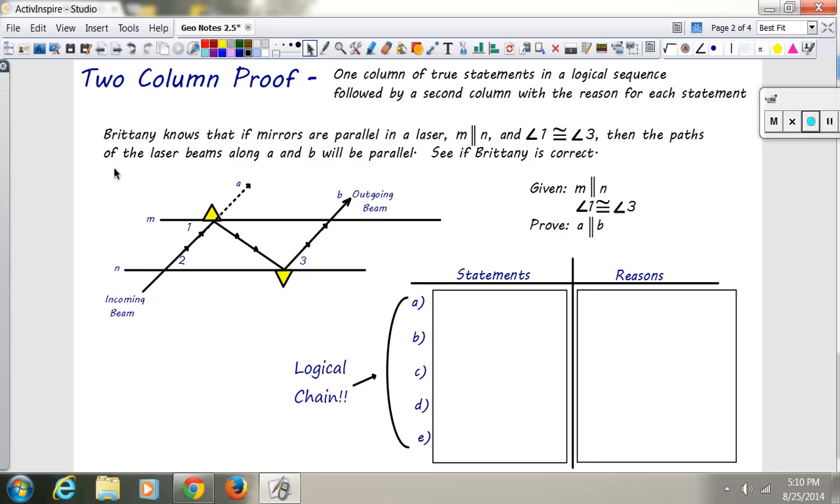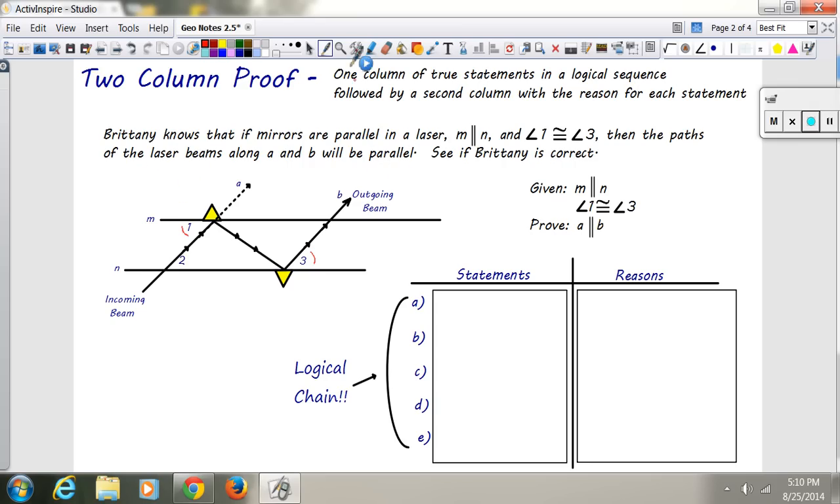So here's a little example problem. Brittany knows that if mirrors are parallel in a laser, like M is parallel to N, okay, here's your parallel, and then here's the two mirrors, and angle 1 is congruent to angle 3. So this angle here is the same as this one. So you could actually show that by putting an arc here and an arc over here that shows that those are congruent angles. Then the paths of the laser beams along A and B will be parallel.